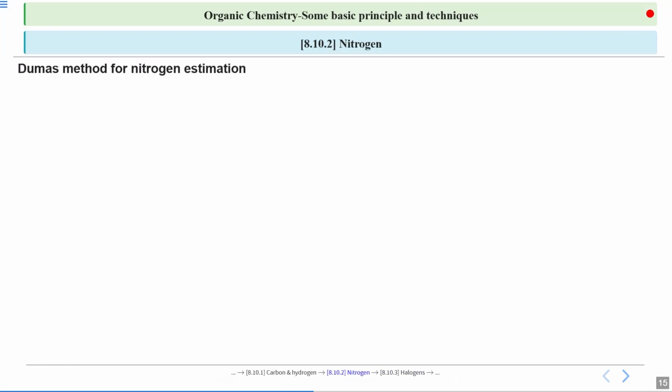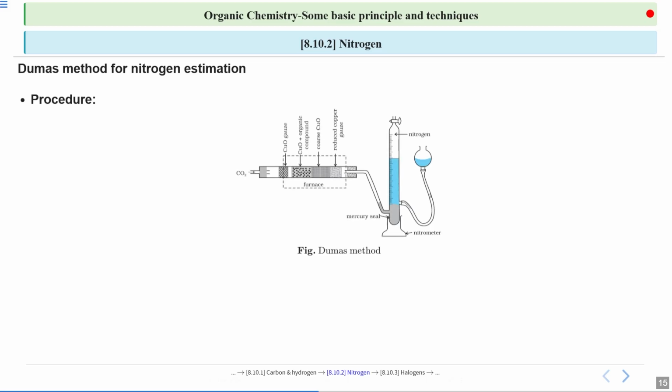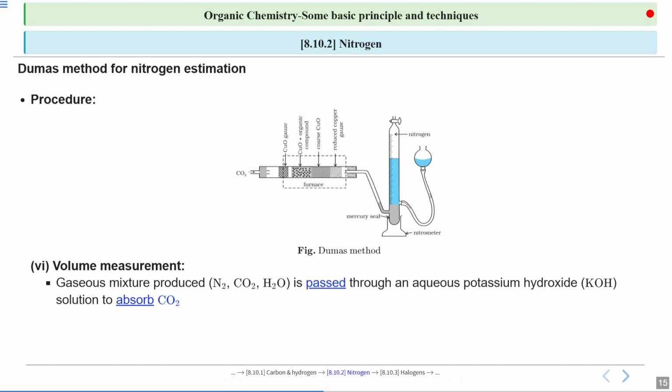Now next, moving in this procedure, we have talked about all of these 4 parts of the packing tube. Then what about the volume measurement? So this is a key part. First, the gaseous mixture produced containing nitrogen, carbon dioxide and water vapor is passed through an aqueous potassium hydroxide solution. So the potassium hydroxide absorbs the carbon dioxide. We have already seen it, removing it from the mixture. Then next, the water vapor in the gas mixture is condensed and removed. So this is important. We only want to measure the volume of pure nitrogen gas and not the water vapor.